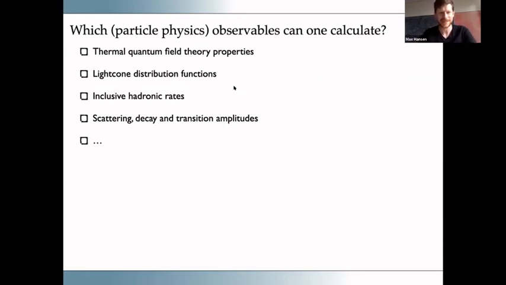What we focused on in this workshop, including in the last talk, are inclusive hadronic rates, as well as scattering, decay, and transition amplitudes. So any sort of hadronic state in and out together with some external currents. And what we've also seen in previous and in upcoming talks are thermal quantities, properties of thermal QFT, as well as a broad family of light cone distribution functions.